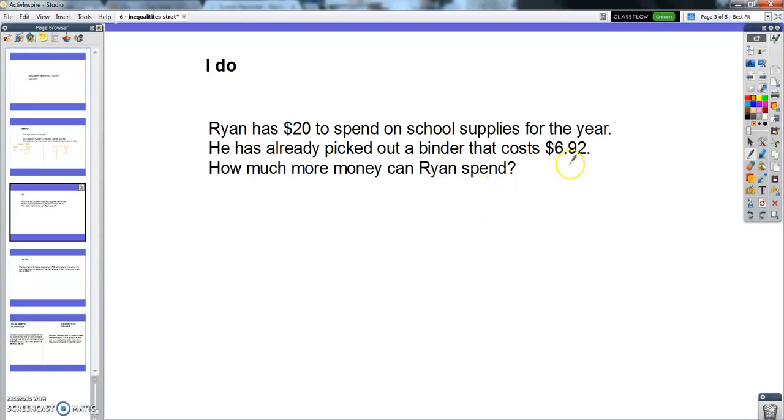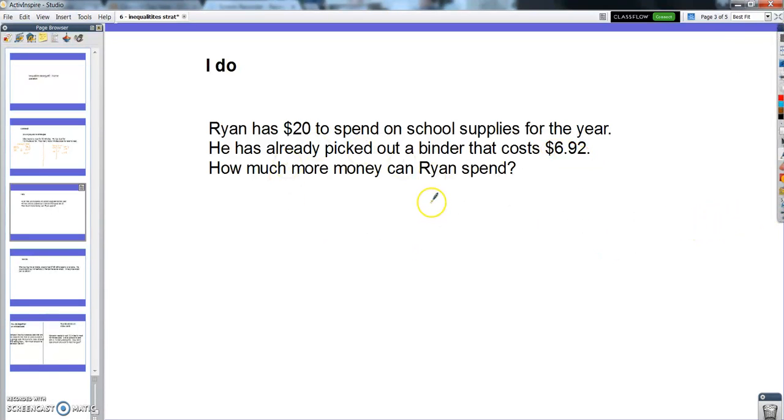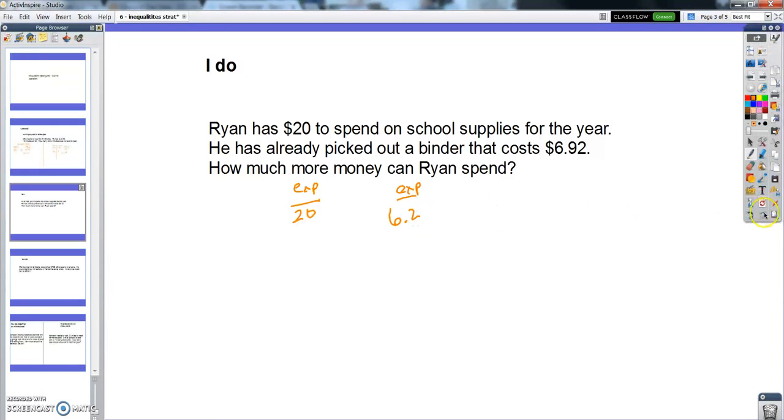So with this one, when we start to get decimals involved, it's a little bit less of a common sense situation. So we're going to use the inverse operation strategy here today. My first expression is his $20. And my other expression is 6.92 plus whatever is left. We'll say M for money: 6.92 plus however much money he has left.